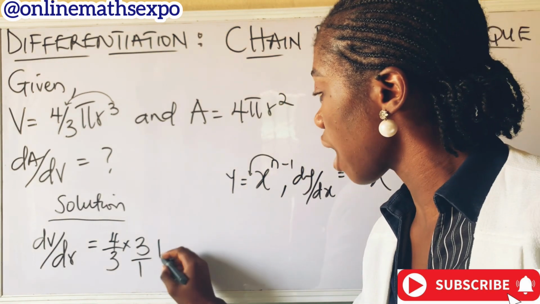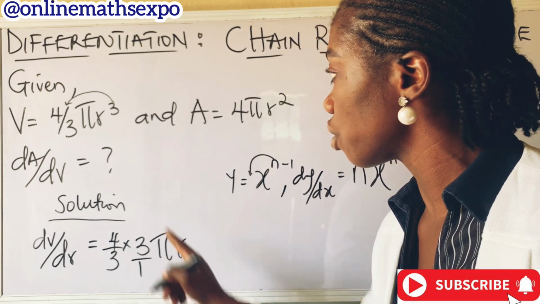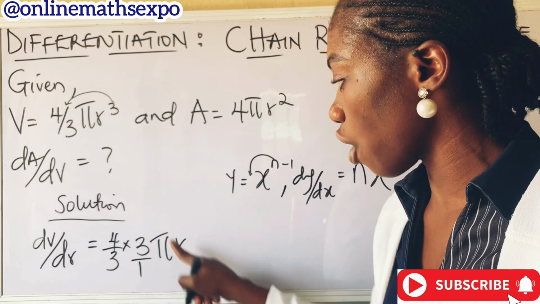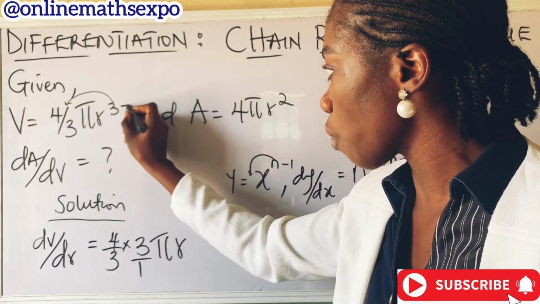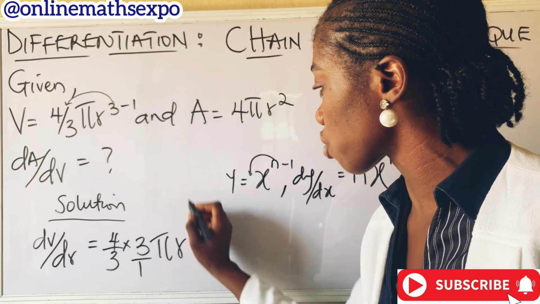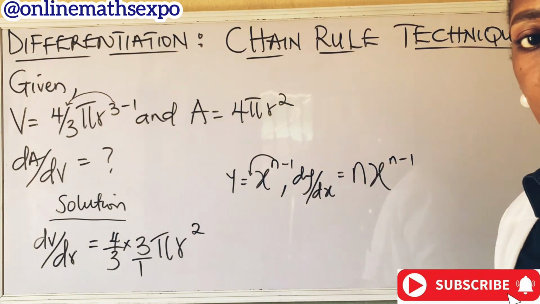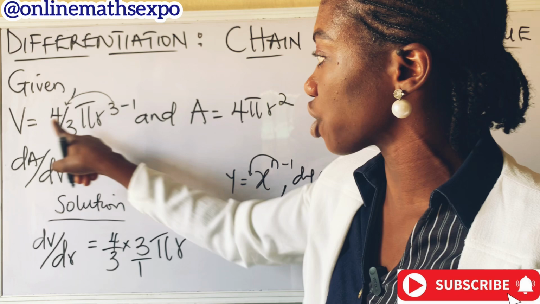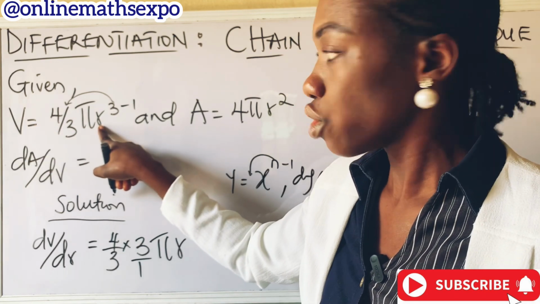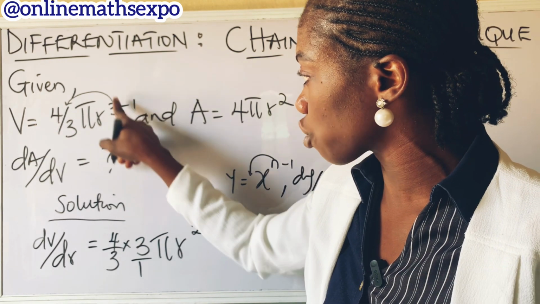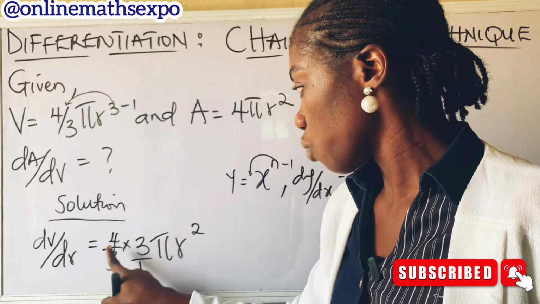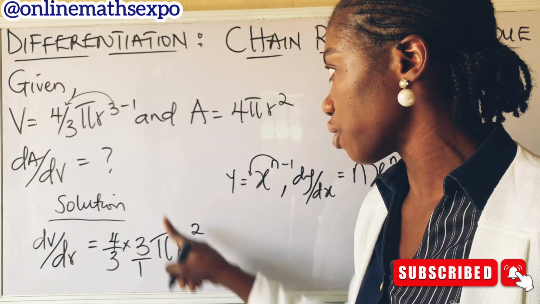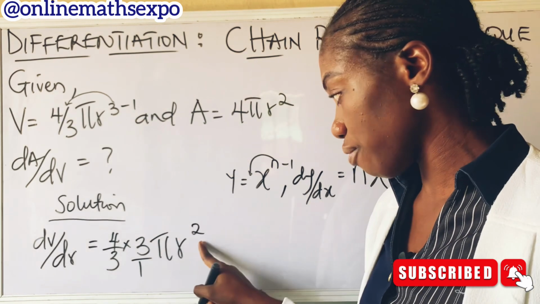Then we have pi r. Return your pi, then bring down your r, and then take 1 from the power. So 3 minus 1 will give us 2. I hope that is noted. What we did was use the power, because we are differentiating V with respect to r. So we have used the power on r to multiply the coefficient. We have 4 over 3 multiplied by 3 pi r, then subtract 1 from the power.